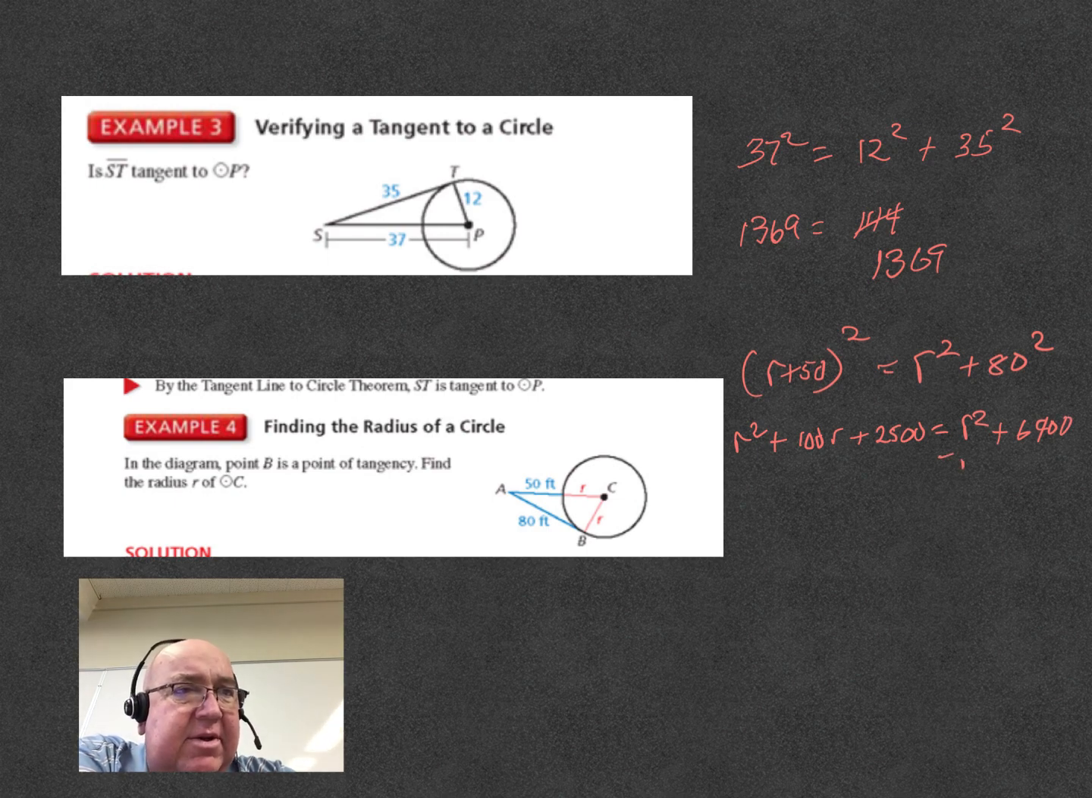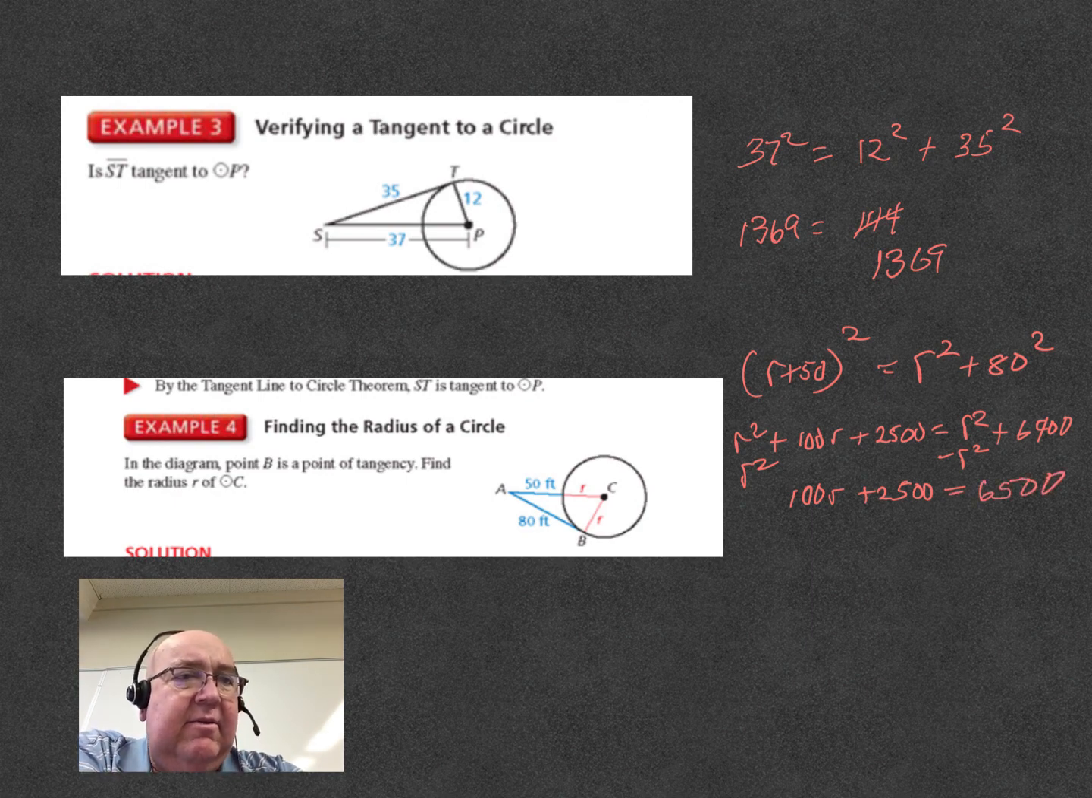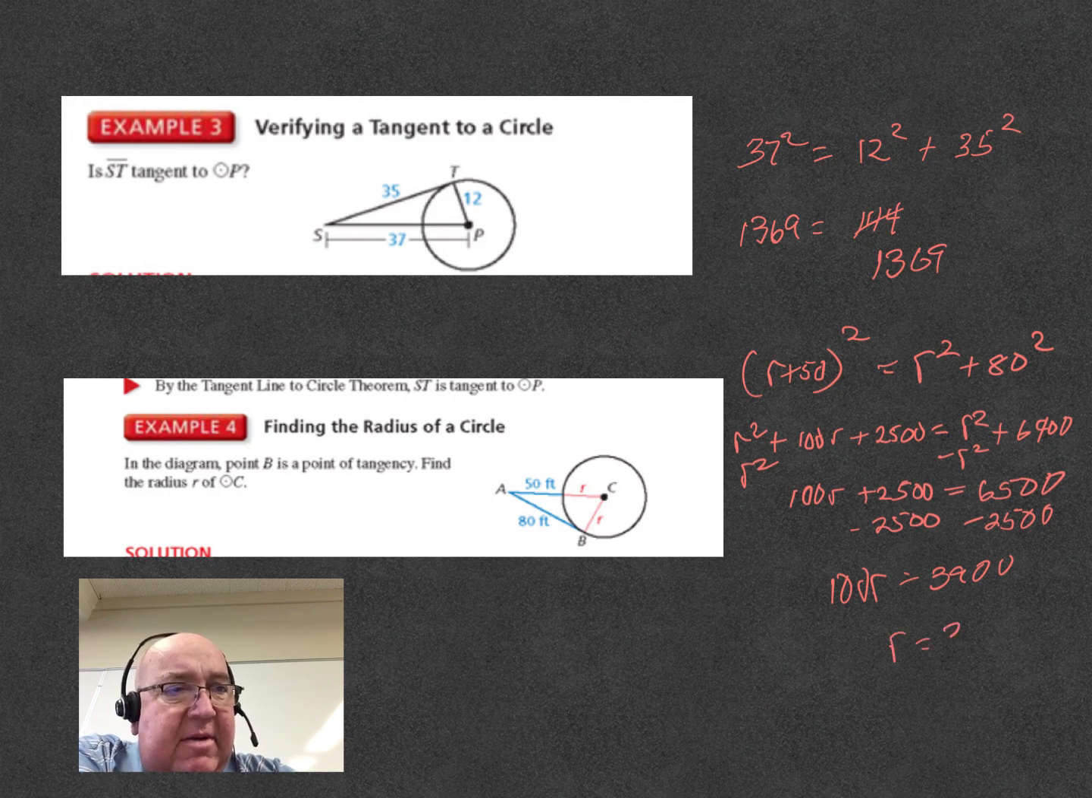We'll subtract r squared from both sides, and we get 100r plus 2500 is equal to 6400. We'll subtract 2500, and we get 100r is equal to 3900. So r, when we divide by 100, is going to be equal to 39.